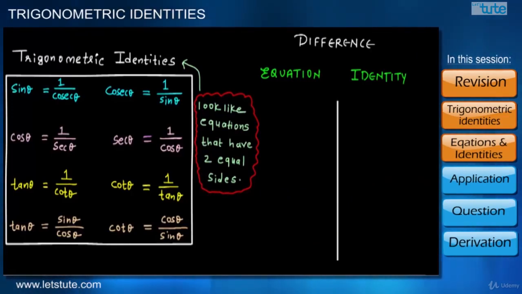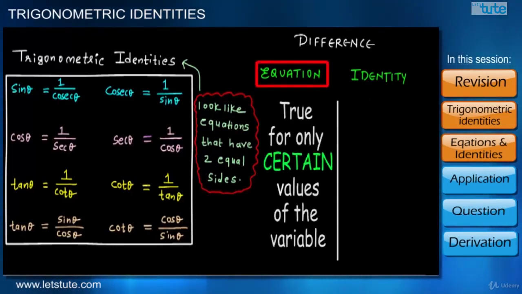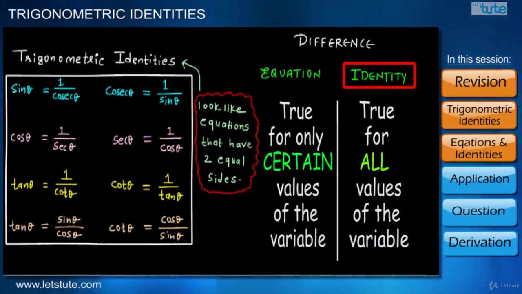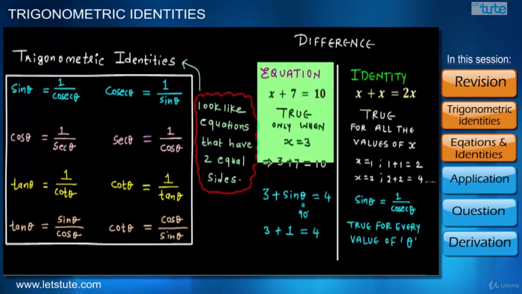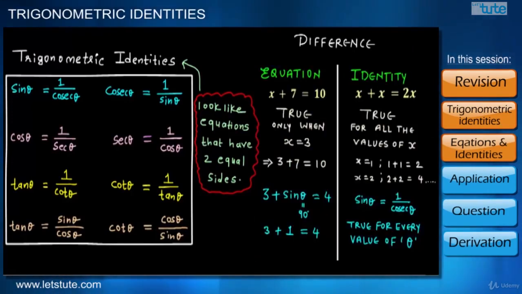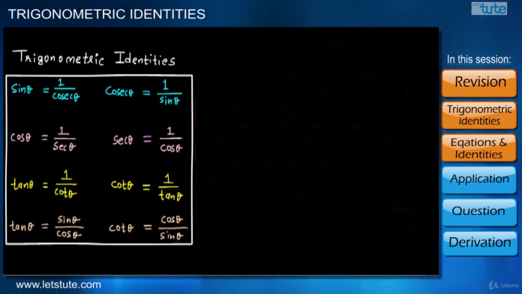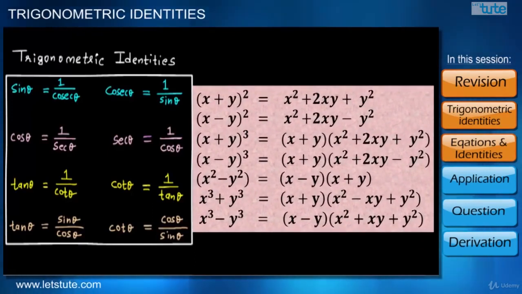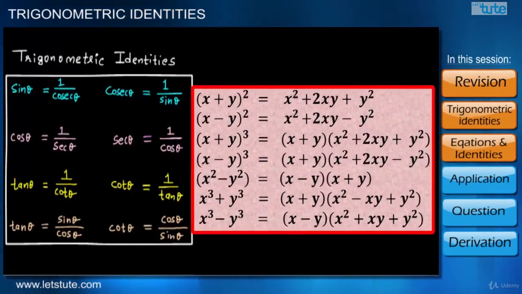Therefore, it's very much important to know the difference that an equation is true only for certain values of the variables, whereas an identity is the special equation which is true for all the values of the variable. I hope now it's clear what is an equation and what is an identity. Also, the word identity is not new for us. In our lower grades, we have learned as well as used some of the identities.